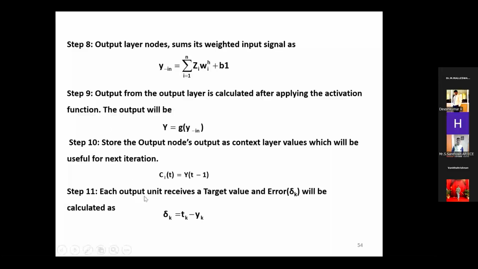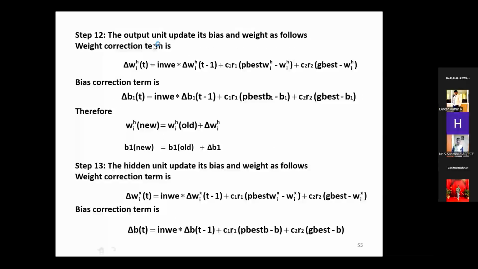Now each output unit receives a target value, and the error, delta k, will be calculated as the target value minus the trained value. As you get a better mapping, your error value will definitely come closer to zero. Now the output unit update: how do we update the bias and weight values?